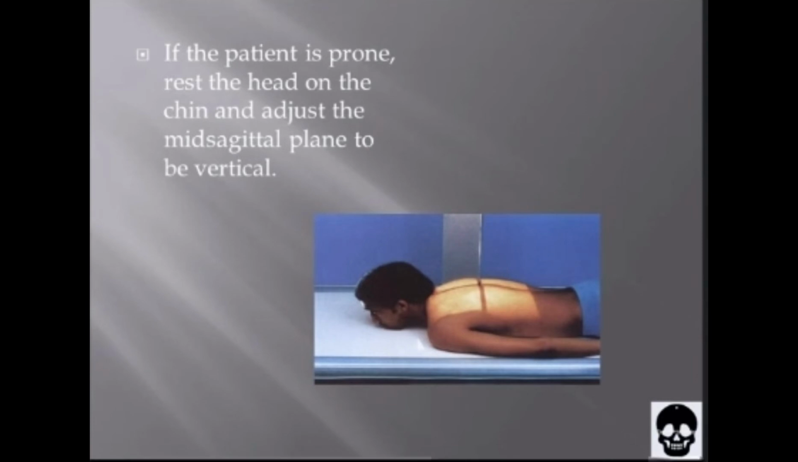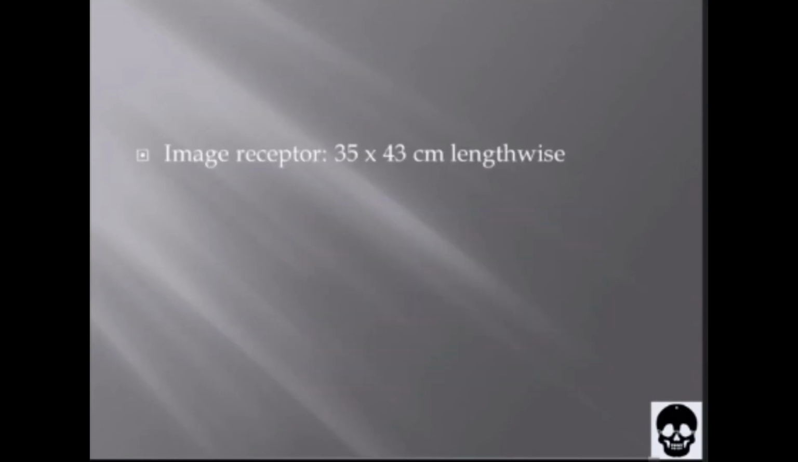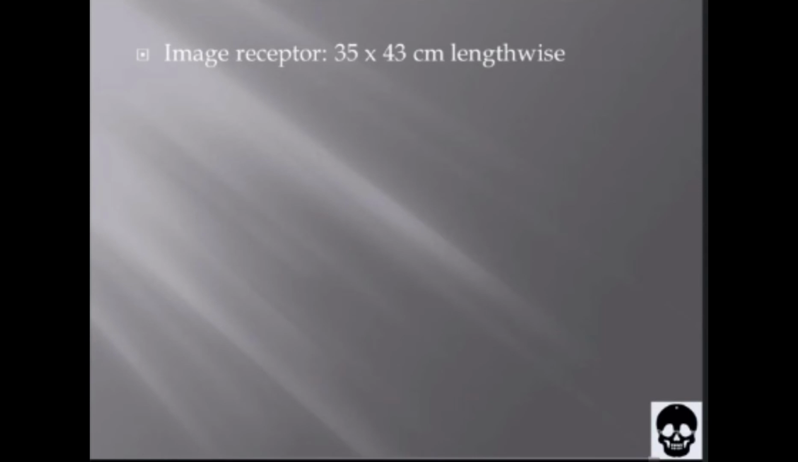To image affected ribs unilaterally, use a 30 by 35 centimeter image receptor for contrast improvement. For a hypersthenic patient with a wide rib cage, include the entire lateral surface of the affected rib area on the radiograph. This may require moving the patient laterally to include all of the affected ribs. Otherwise, use a 35 by 43 centimeter image receptor lengthwise.